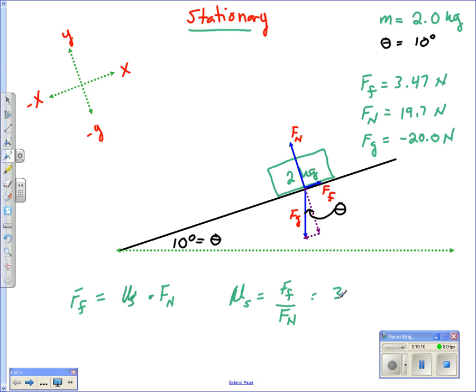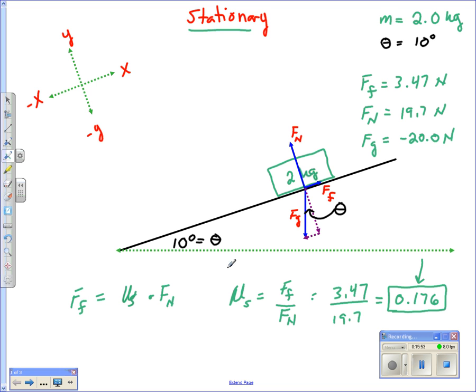So in this particular situation, it's 3.47 divided by 19.7, and that gives you something in the neighborhood of, I'm calculating it right now. All right, hopefully you can check your answer with mine, 0.176. Now that's a very low coefficient, which means that if the object was stationary at 10 degrees and was just about to break into movement, that would be the coefficient, which would be very, very low.